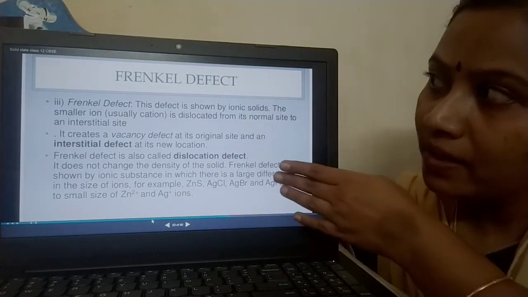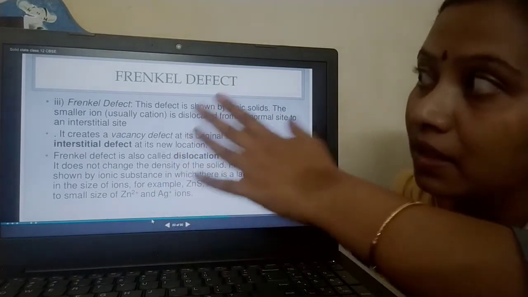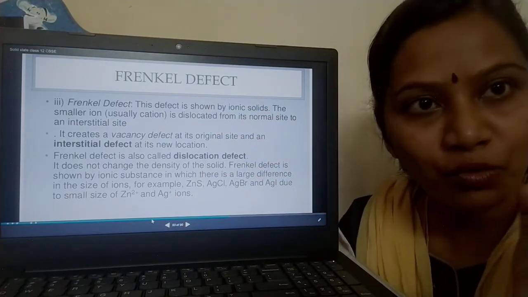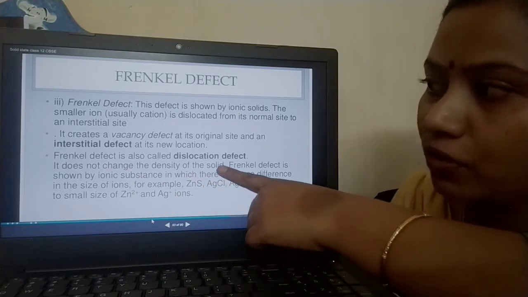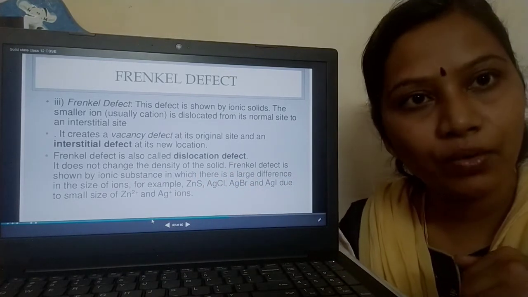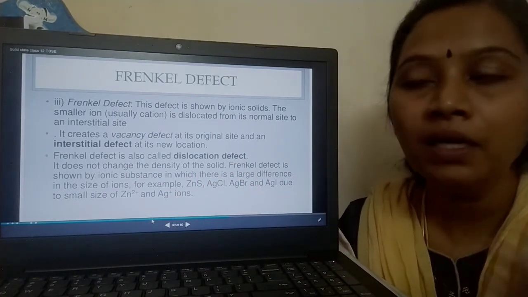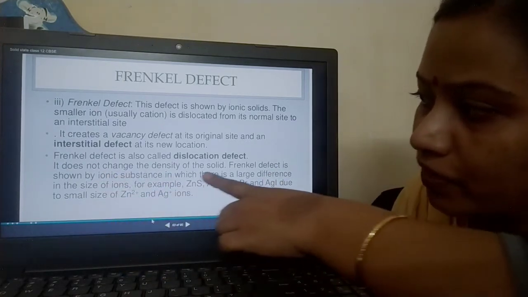As we have already seen, this will not affect the electrical neutrality, because your ionic solids have to maintain it. So this does not change the density of a solid. Also, it is only a dislocation, not the complete removal. So it does not change the density of a solid.